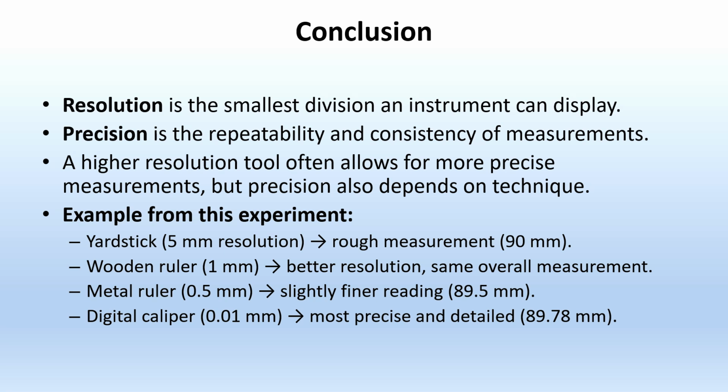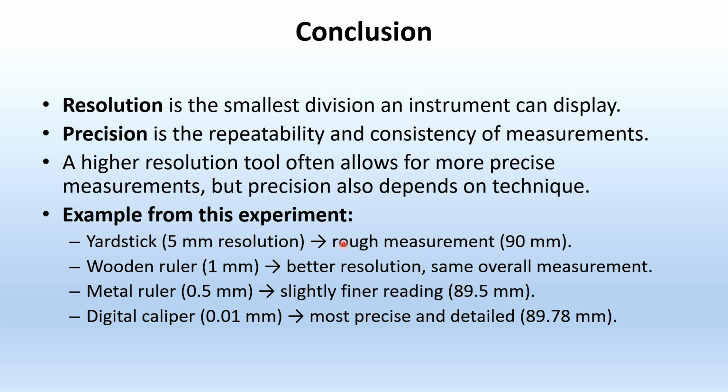So what conclusions can I draw from this? Well, one, resolution is the smallest division an instrument can display. It's a definition. Precision is the repeatability, the consistency of measurements. In other words, if your tool is sloppy or you're sloppy, you're going to get a very low precision because you're going to get a big spread in the measurements. So a high resolution tool often allows for more precise measurements if done properly, but precision also depends on technique.